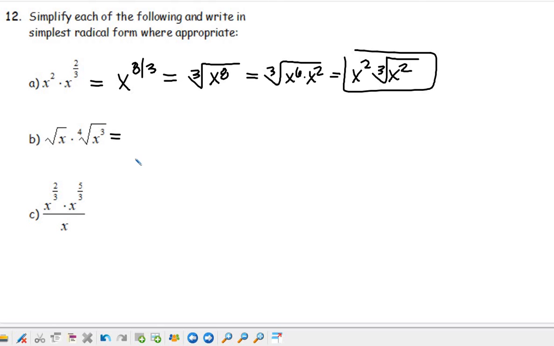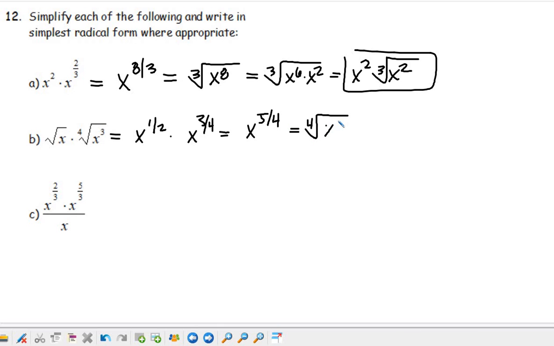So in order to multiply these, I cannot multiply them as they sit because they are not like index. They don't have a like index. So I'm going to rewrite them as exponents. Now I have two like bases that I can add. So I have 1 divided by 2 plus 3 divided by 4, which is x to the 5 over 4.